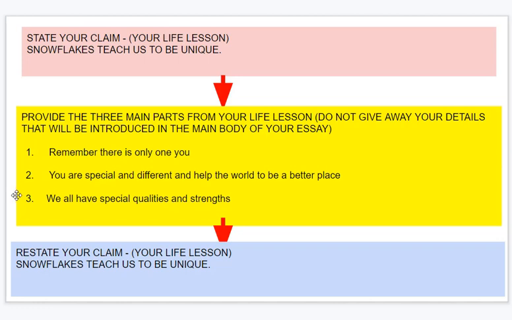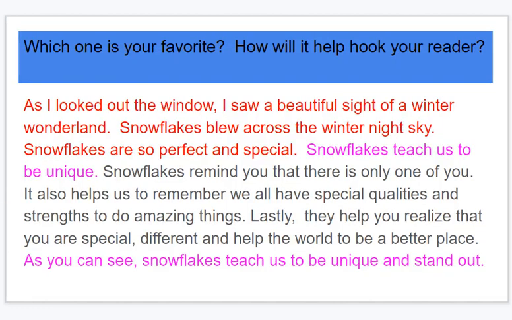So, let's get busy and start planning out those wonderful hooks and your introduction paragraphs. You guys have a little over a week to complete this. And I can't wait to see what you come up with, because I know you guys are going to create beautiful writing pieces. I know you are. And I can't wait to be hooked onto your writing.